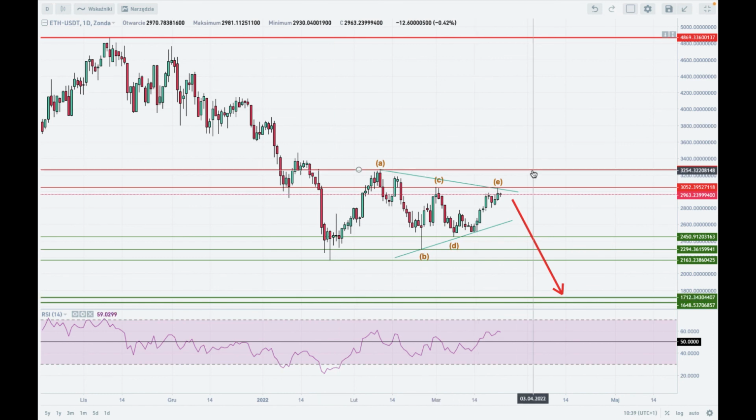Okay, so this is my scenario for the next weeks. This is my scenario for Ethereum to the Tether.